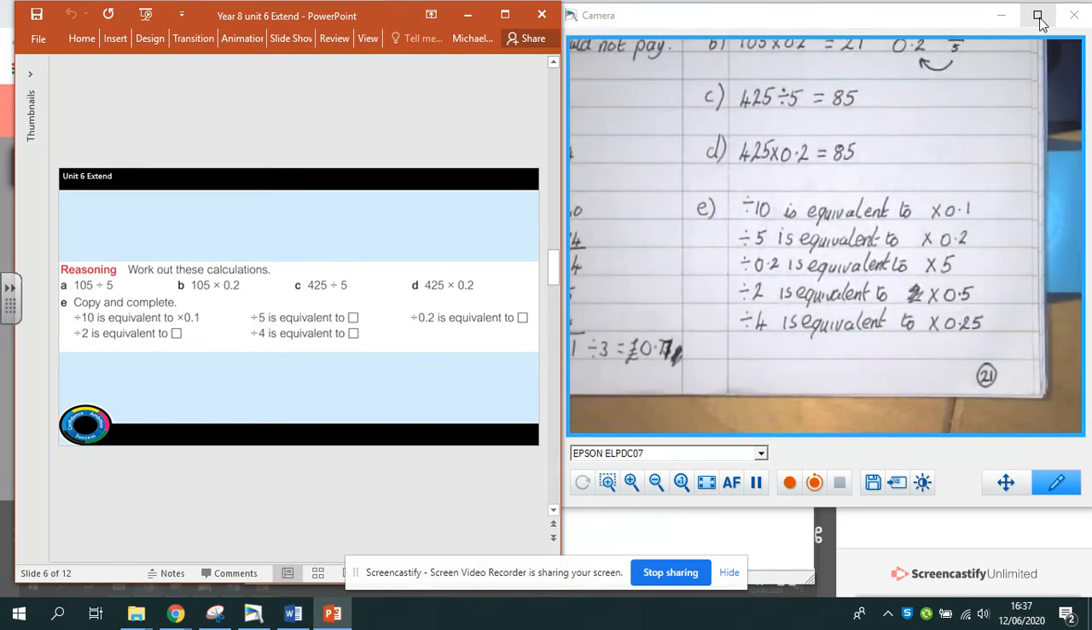Then for part E, divided by 10 is the same as multiplied by 0.1, divided by 5 is equivalent to multiplied by 0.5, divided by 0.2 is equivalent to multiplied by 5, divided by 2 is equivalent to multiplied by 0.5, and divided by 4 is equivalent to multiplied by 0.25. If you need to write down any corrections, you may need to rerun the lesson a little bit to get everything. So pause it now and rejoin when you've finished.